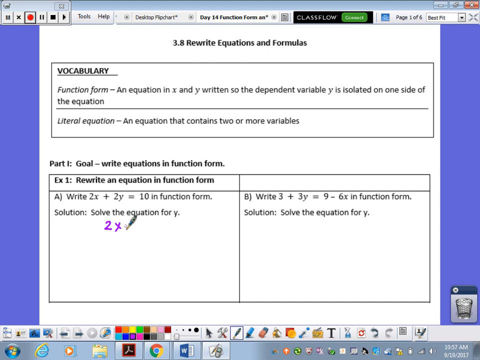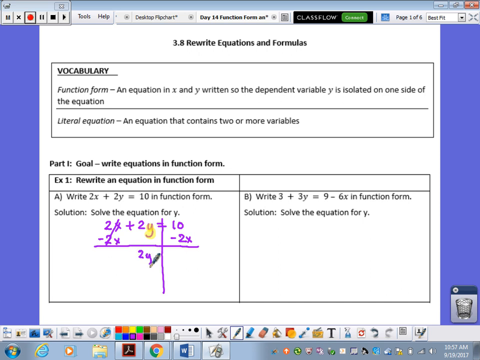So example 1a, take a look. My goal is to solve for this variable y, which means I need to eliminate the 2x. I also need to eliminate the 2. I'm going to remove the 2x first by doing the inverse operation of addition, which is subtraction. Get rid of it. It is now officially eliminated.